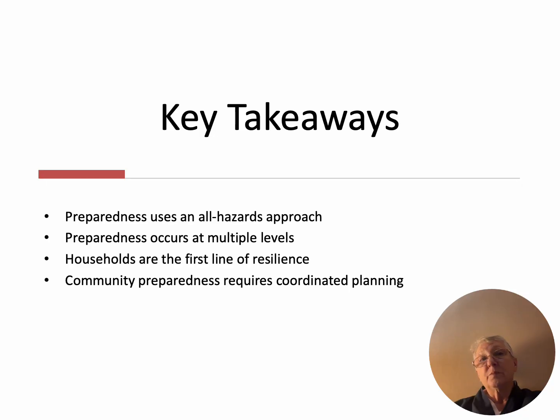Number 2, preparedness occurs on multiple levels. Effective disaster preparedness requires coordination across several interconnected levels: individuals and families, communities and local governments, healthcare systems, public health agencies, state and federal emergency management systems. And weaknesses at any of these levels can compromise the overall response. Number 3, households are the first line of resilience. Individuals and families play a critical role in preparedness.